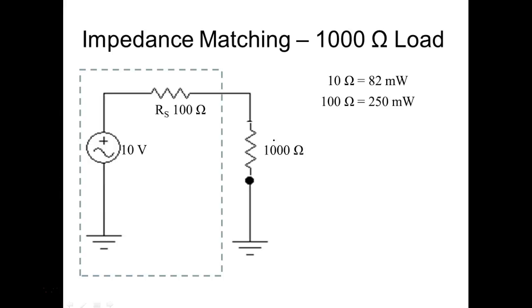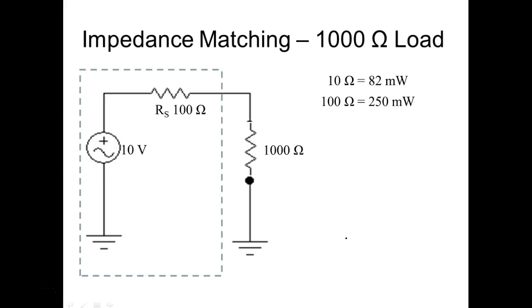Yeah, I'm looking at this. So it's gonna be 1,000 divided by 1,100, and then square that and divide it by 1,000. It's gonna be back down to 82 milliwatts again. So it's back down to 82 milliwatts.